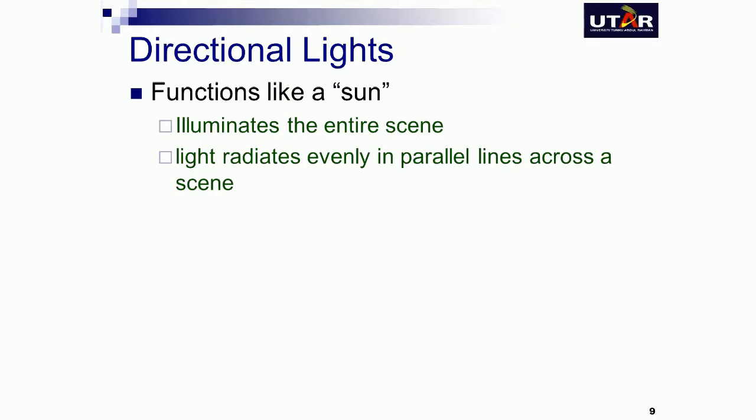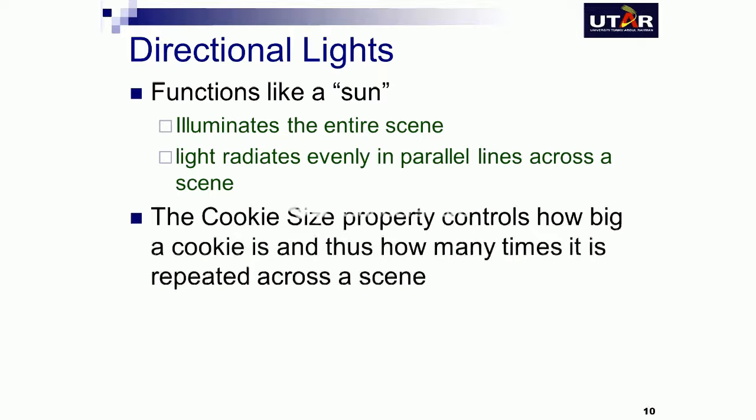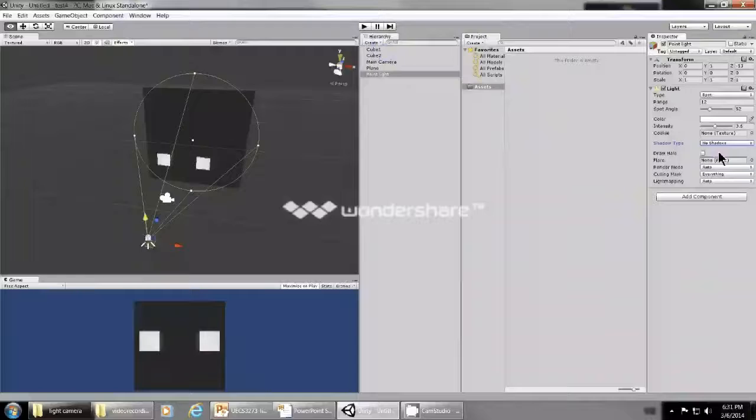The light from a directional light is radiated in parallel lines across the scene, and the cookie size property controls how big the cookie is and how many times it is repeated across the scene. We'll look at adding cookies into our lights at a later point in this lab. So let's switch back to Unity and look at a directional light.